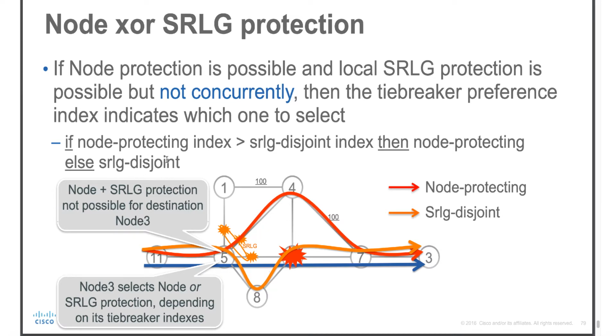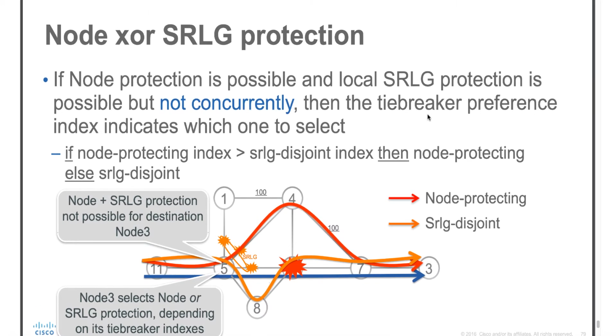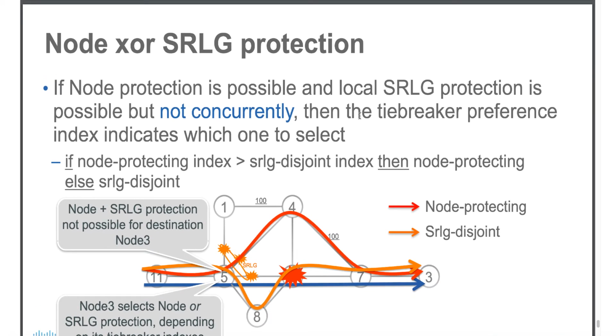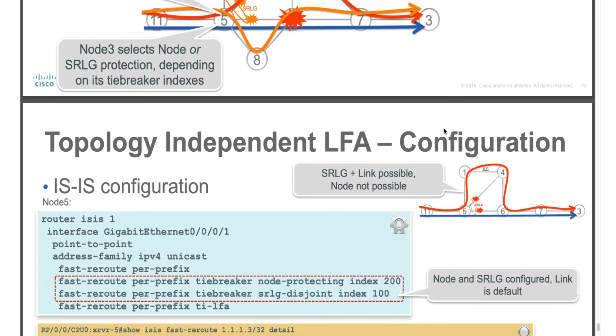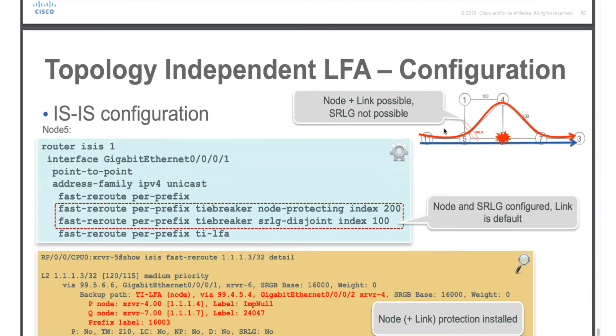Otherwise, you will go ahead and protect the SRLG. It is as simple as that, guys. So remember, there is a tiebreaker rule that comes into the picture. Why do we need it? Because there are situations where we will do a couple of SRLG configurations, and that's where this index will really come into the picture to see which one needs to be preferred over the other. So that's where this tiebreaker rule will come into the picture.